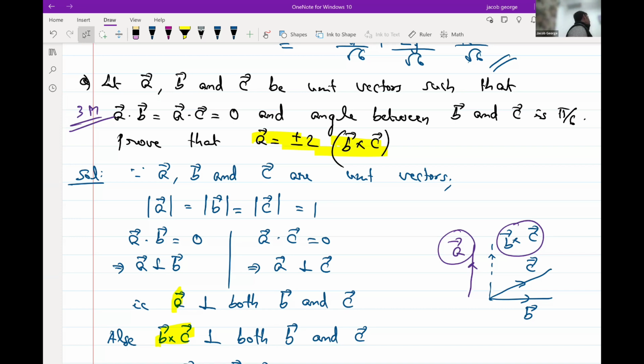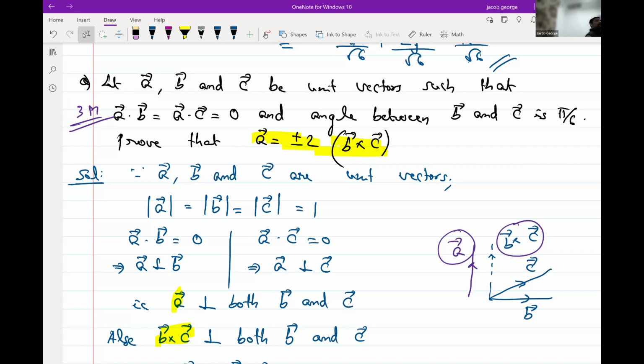And what is a vector perpendicular to both vector B and vector C? Cross product. B cross C is also perpendicular to both vector B and vector C. So that we have to write from our knowledge of the idea of cross product. Okay, we have to write this one. So all of you understood till this step? I repeat, their magnitudes are 1, and each one is perpendicular.